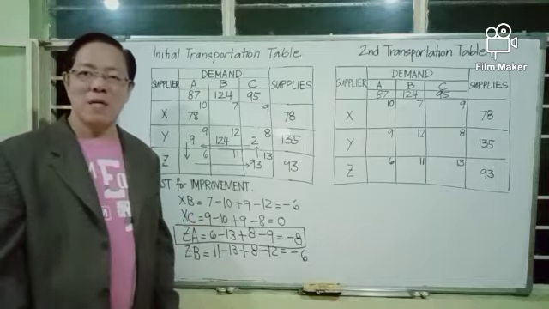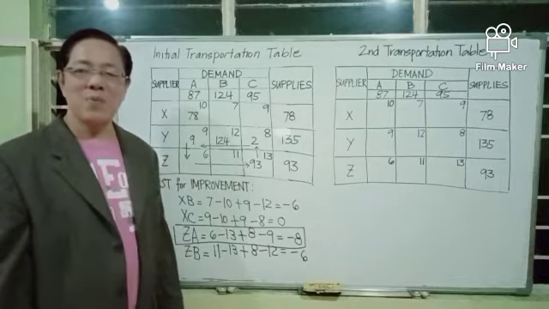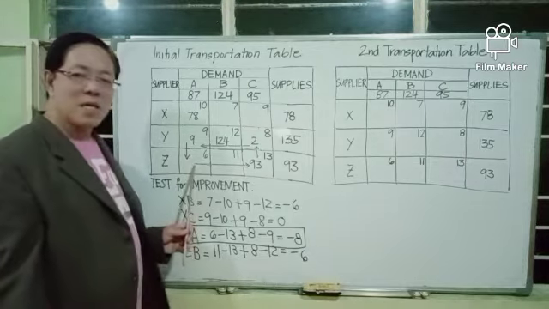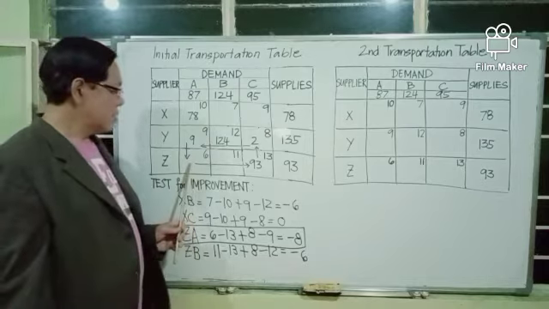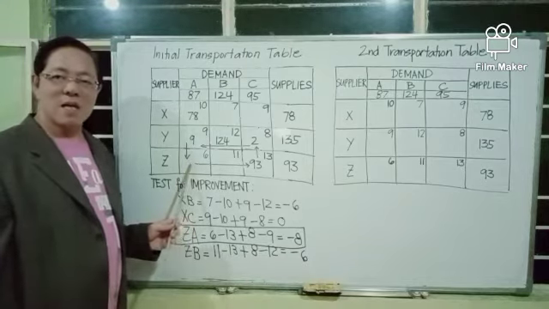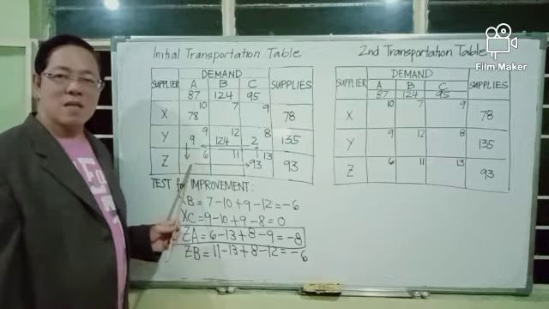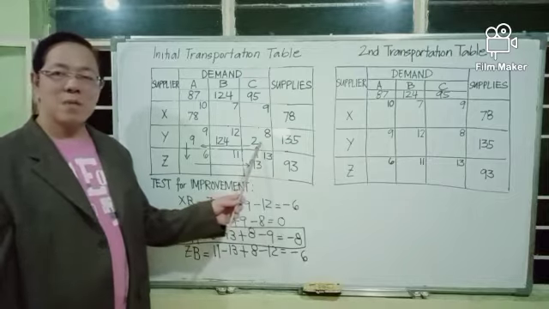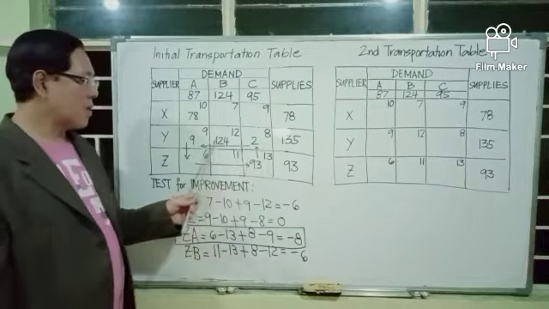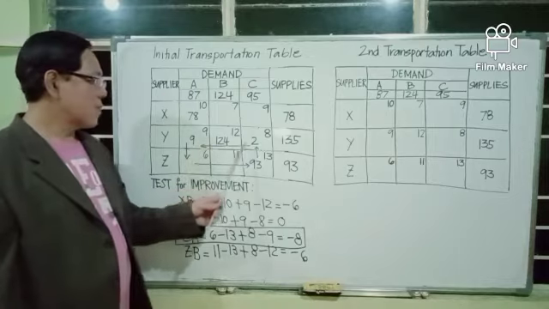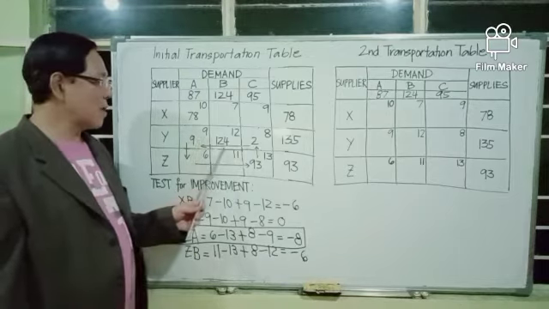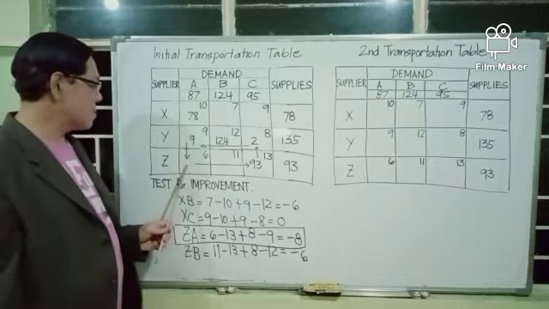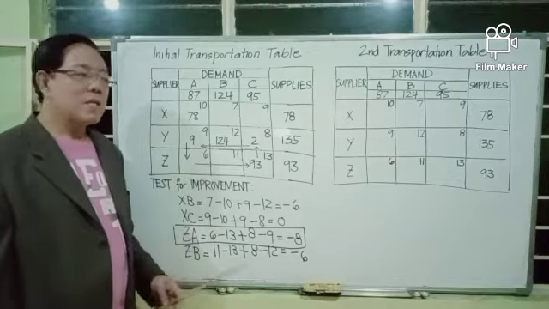Now, for our reference in determining the number of units to be transferred to the vacant cell ZA, I wrote again the closed path that we traced for the vacant cell ZA. This is the vacant cell ZA. We move horizontally to the right up to 93, followed by vertical movement up to 2, followed by horizontal movement from 2 directly to 9, and we skip 124. And from 9 we go back to the vacant cell ZA.